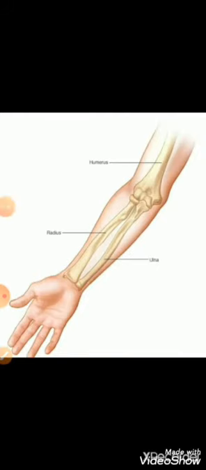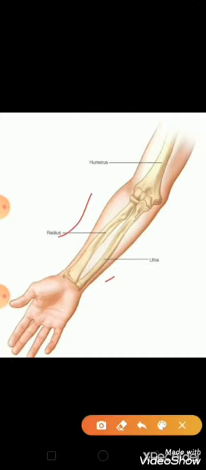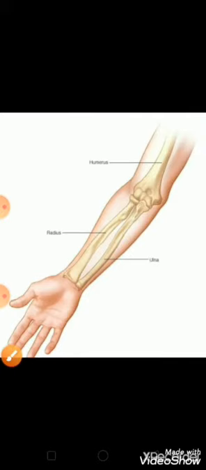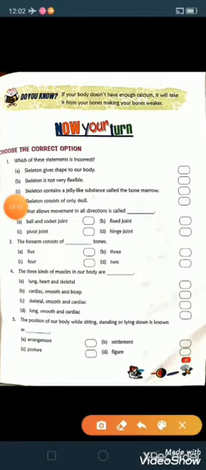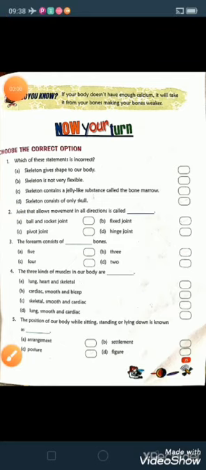Look here. It is radius, ulna and humerus. This forearm consists of these 3 bones. This statement is correct. Okay children, so you just need to put a tick at 3. This one is correct.